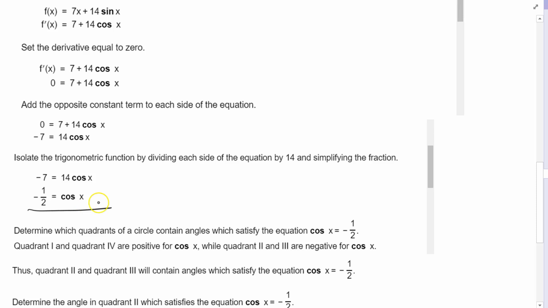And that's going to happen, and they talk about the quadrants. If you remember from trig, All Students Take Calculus, or there are various different ways to remember this. All the functions are positive in the first quadrant. Only sine and its reciprocal are positive in the second. Tangent and cotangent are positive in the third, and cosine and secant are positive in the fourth quadrant. So cosine being negative here, we're looking at the second and third quadrant, and that's what we get here, quadrant 2 and quadrant 3.